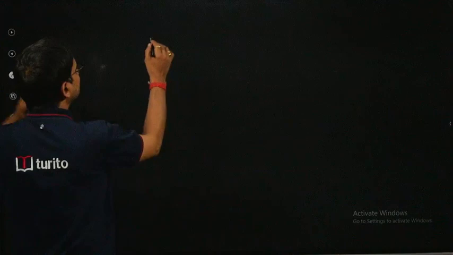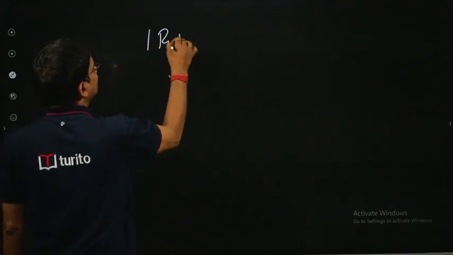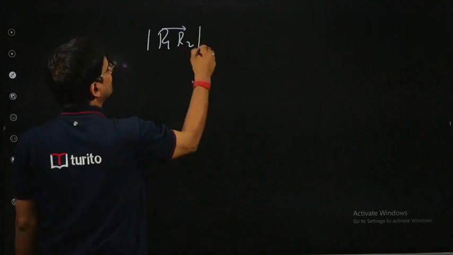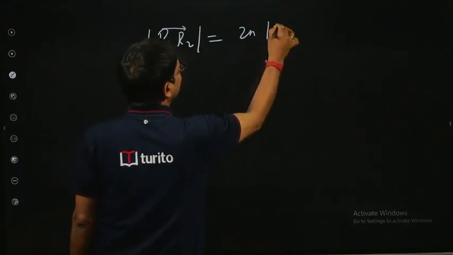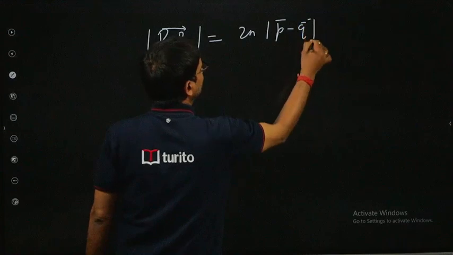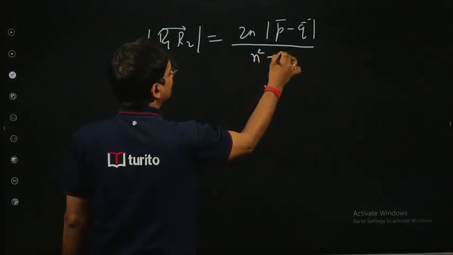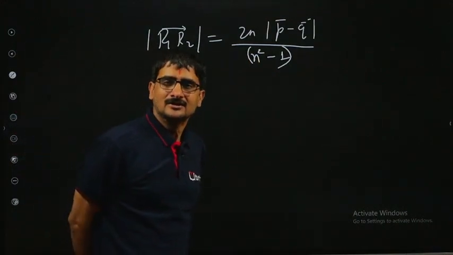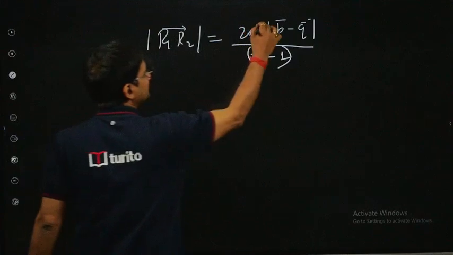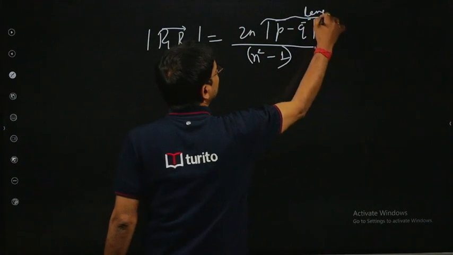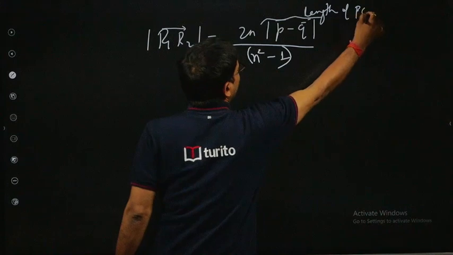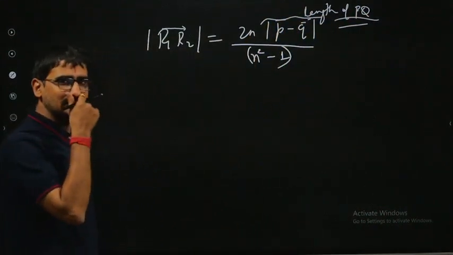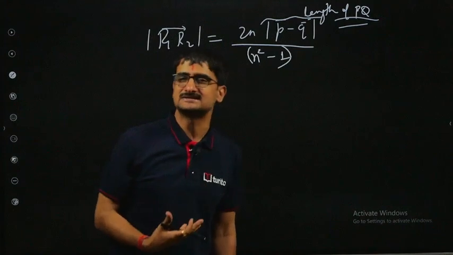2n is common, so R1R2 is 2n times (p minus q) upon (n square minus 1). Now that's it. Now p minus q is nothing but the length of PQ. Now my point is that it can be greater than PQ also, it can be less than PQ also, isn't that?